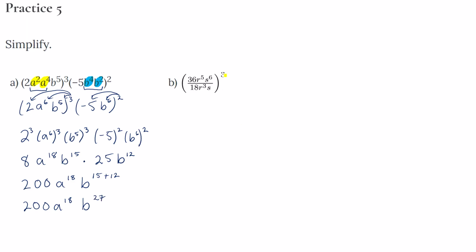For part B, before I apply that exponent of 3 to everything inside the brackets, I would again recommend we simplify inside the brackets first. So we'll be able to simplify 36 and 18, the powers with a base of r, and the powers with a base of s. So I'll keep this in brackets. 36 divided by 18 is 2. Putting the r's together, we get 5 minus 3, which is 2. And then s^6 over s to the power of 1, so 6 minus 1 is 5. And all of that is still to the power of 3.